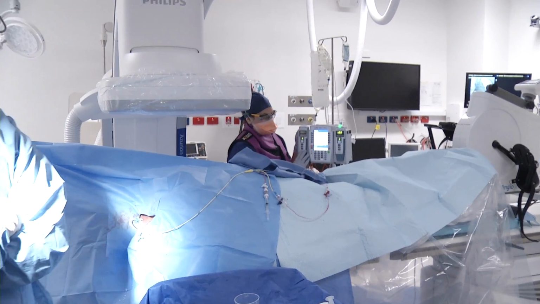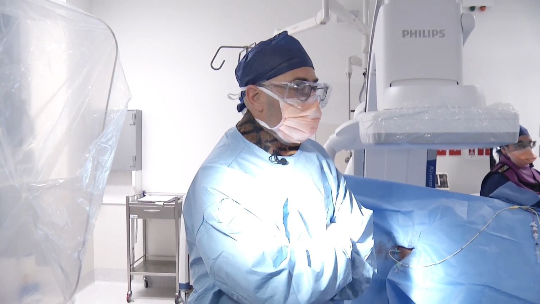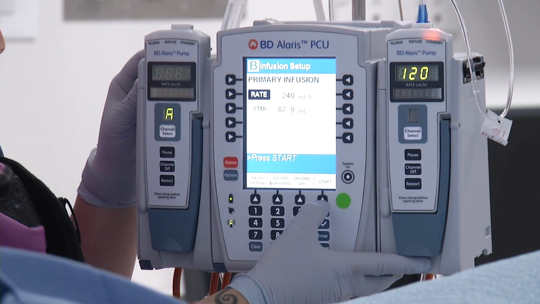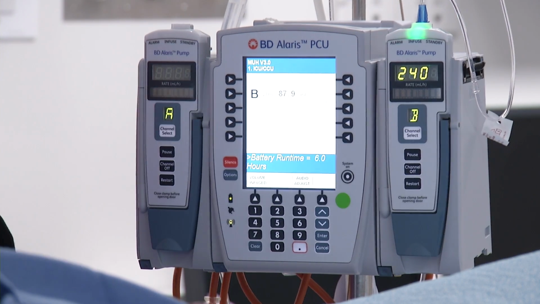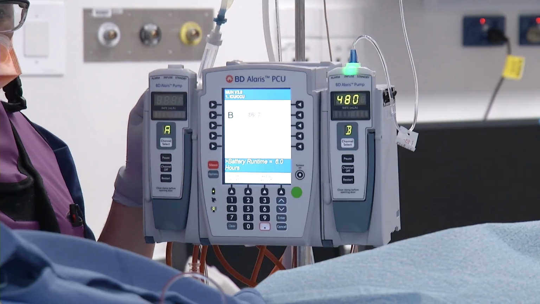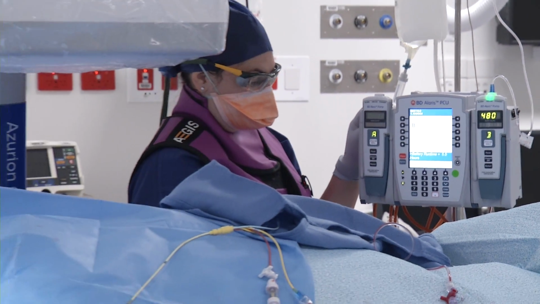Okay, we've now reached the 2-minute mark, so we're going to increase the infusion to 100 micrograms per kilo per minute. 140 mils per hour. Starting. We have now reached 200 micrograms per kilo per minute of adenosine.